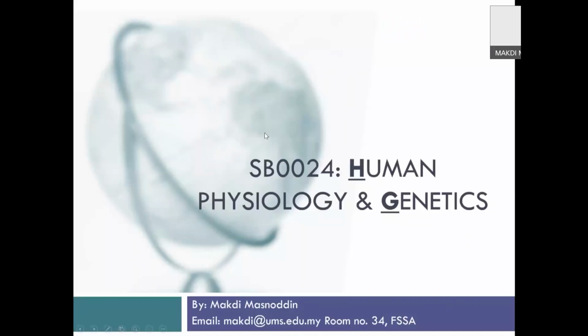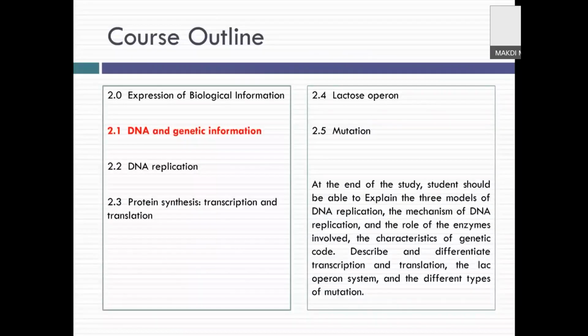This is the course outline for this chapter. This chapter is divided into two: expressions of biological information 1 and expressions of biological information 2. For the second part, we will look at 2.4 and 2.5. For the first part, we will go into three topics: DNA replications, and transcriptions and translations.